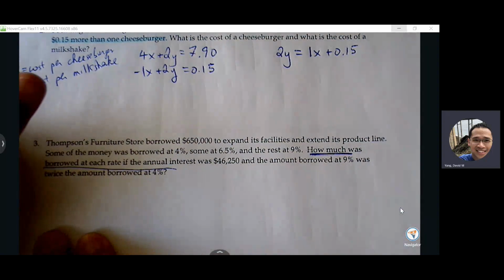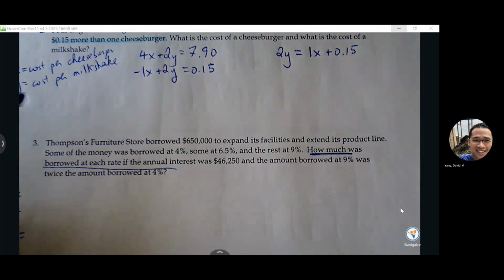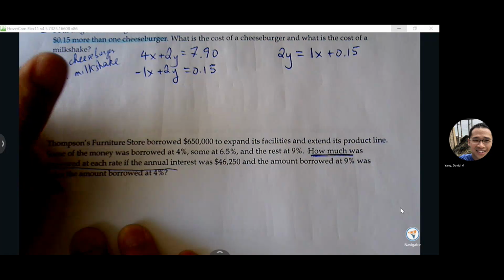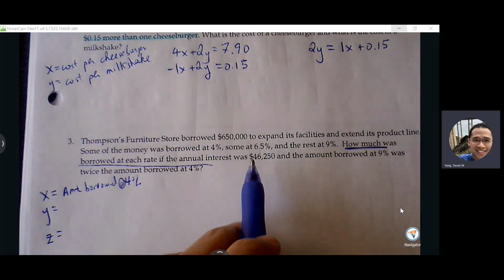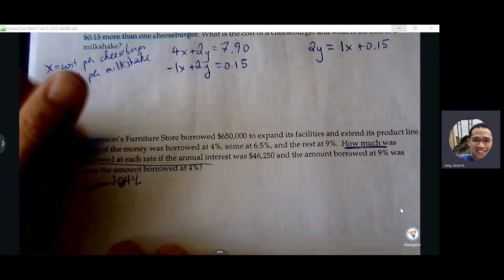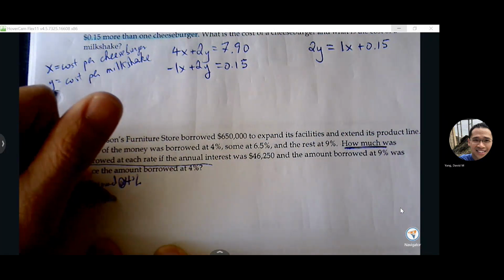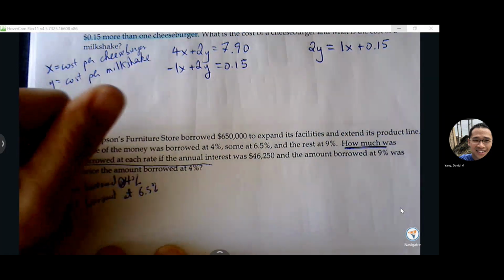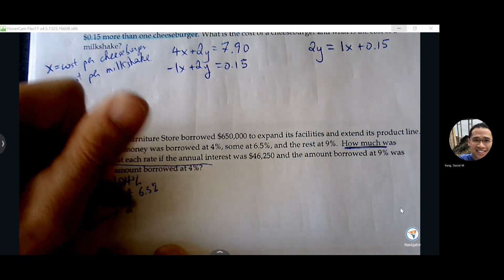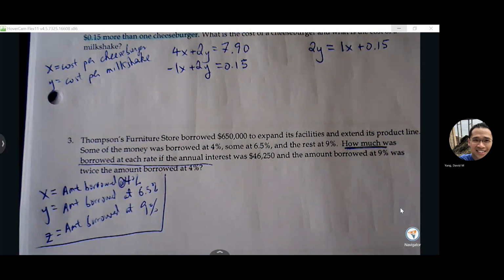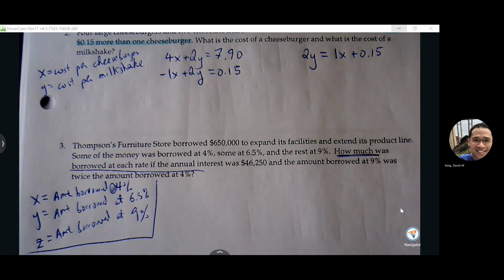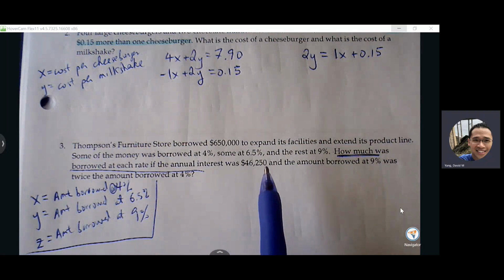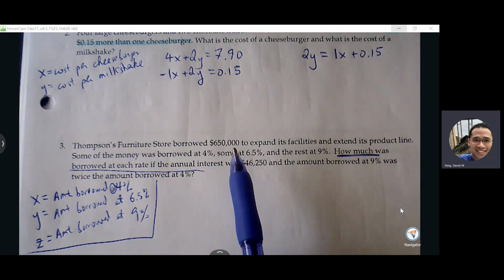So we'll let x, how many variables are we going to have here? 3, okay. So we'll let x be the amount borrowed at 4%. y is the amount borrowed at 6.5%. And then z is the amount borrowed at 9%. Okay, so if we have 3 variables, that means we need to build 3 equations. So what's an easy equation that we can start off with?